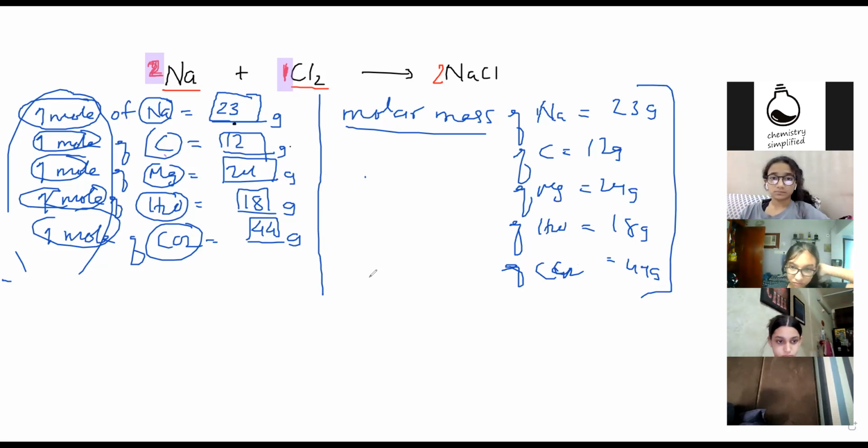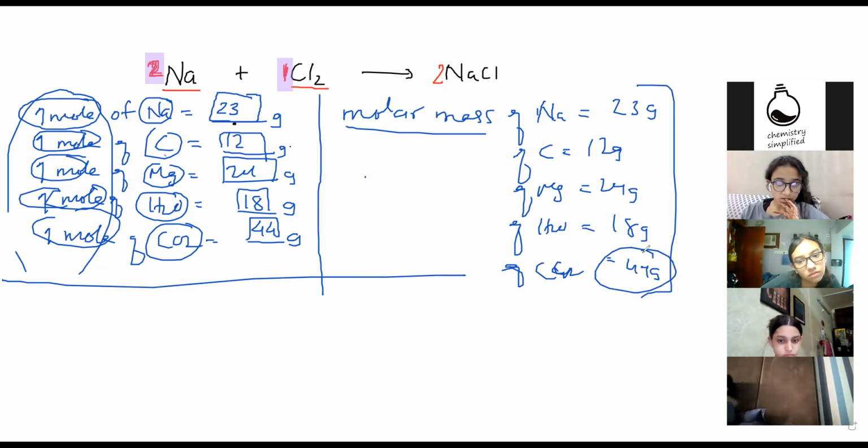Okay, now suppose if I have to ask you, like refer to carbon dioxide. Molar mass of carbon dioxide is 44 grams. Okay, or you can also refer to this: 1 mole of carbon dioxide is 44, which means the same.